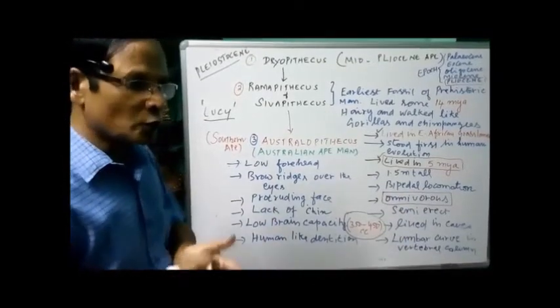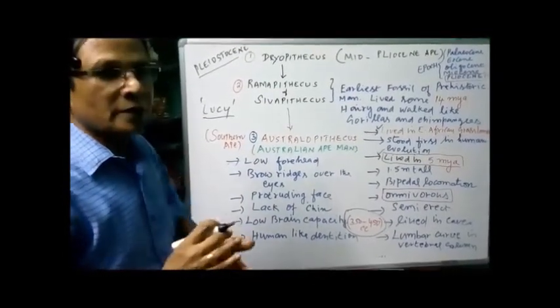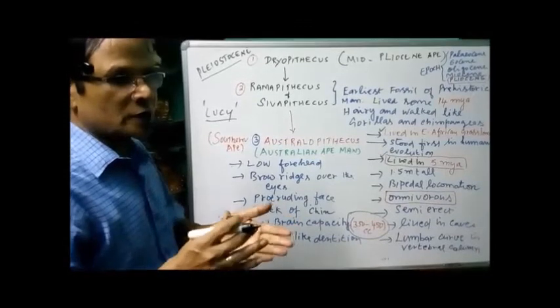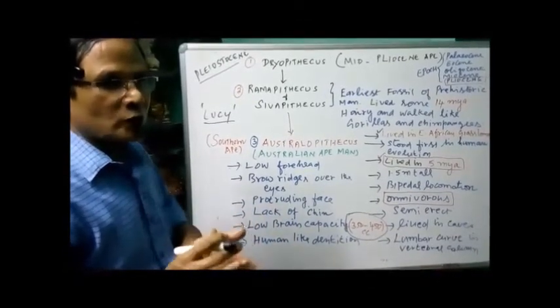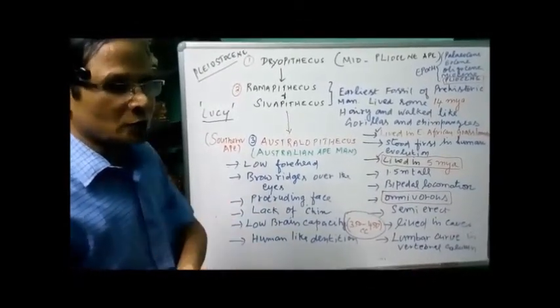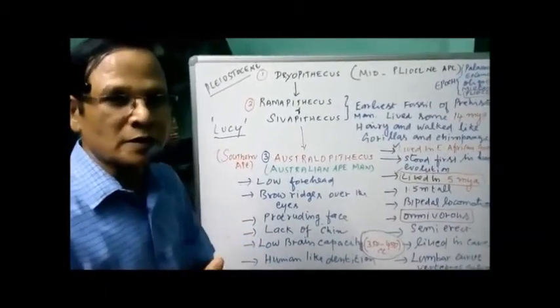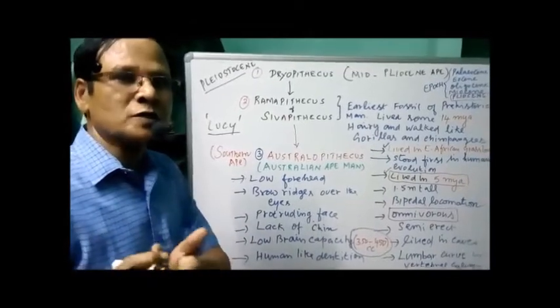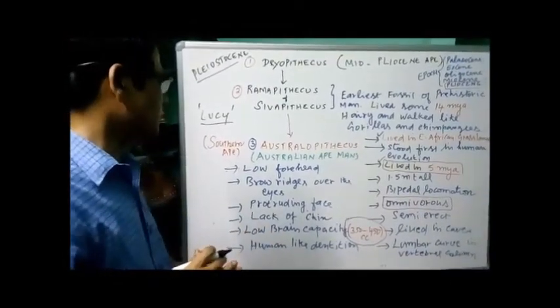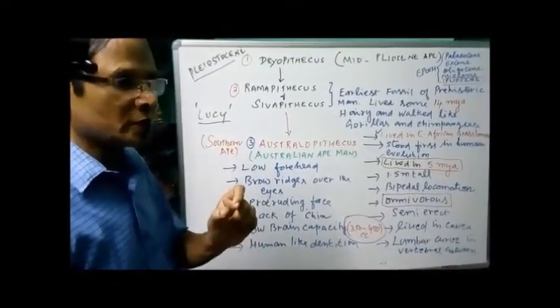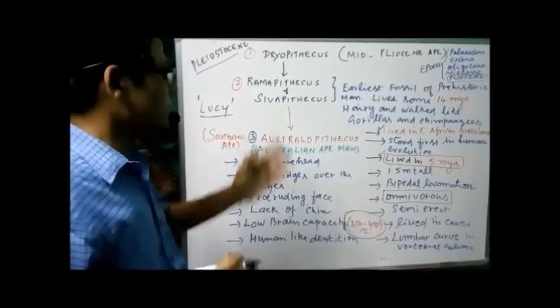From that onwards, we had increased brain capacities. Next one 650 to 800, next one 900, next one 1400, and finally 1300 to 1600 cubic centimeter. That is the brain capacity. These are the apparent changes that took place during the evolution of man.